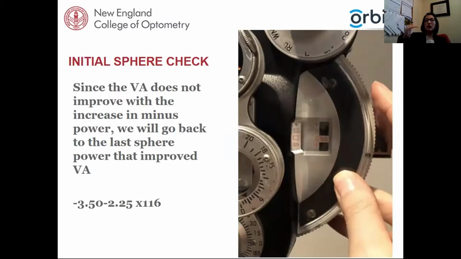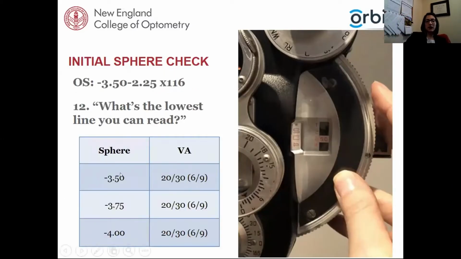So what I would do is go back to the first lens where the patient was able to read that line of acuity. In our example, it was minus 3.50. So instead of keeping it at minus 4 or even 3.75, I would go to minus 3.50 and then go to change the cylinder, because this additional sphere power did not improve our patient's vision at all. So I would not give that to them at this point.